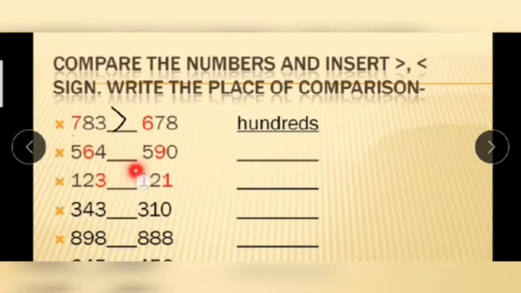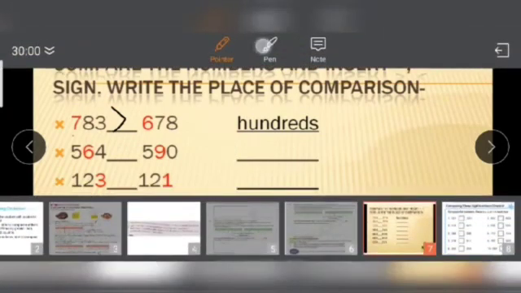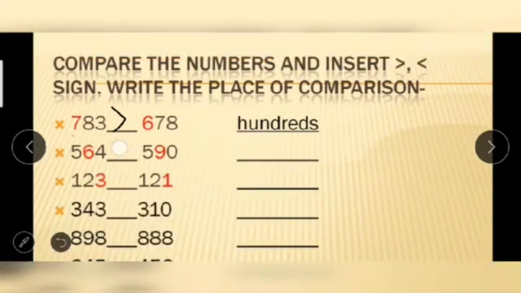If you are comparing the 100 place, 5 is on the 100 place in both of these numbers. That's why we have to compare the number on the tens place. Here 6 is on the tens place. Here 9 is on the tens place. 9 is greater than 6. That's why 564 is less than, or smaller than, 590. We have to add the sign here.